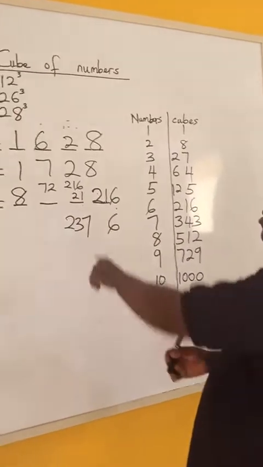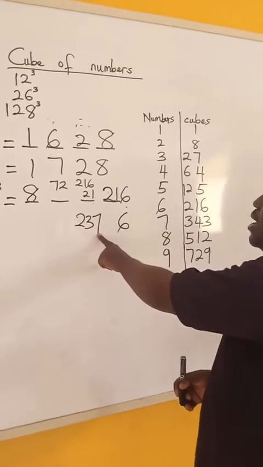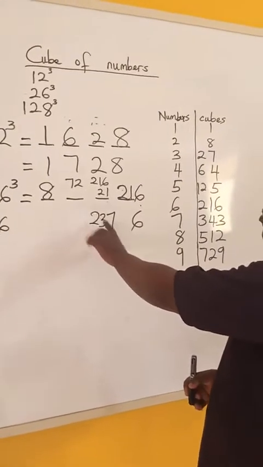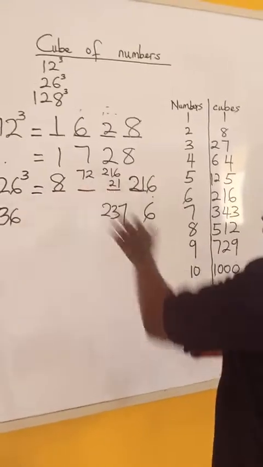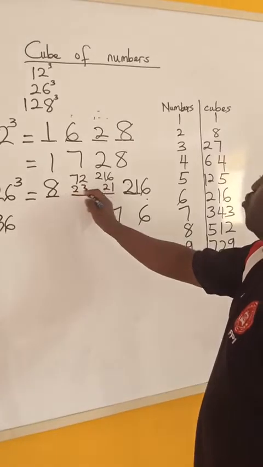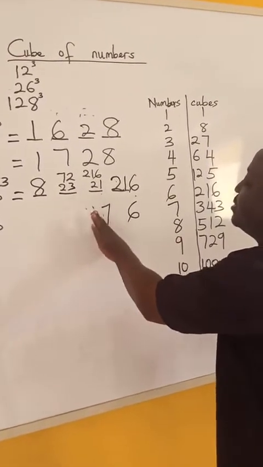But we cannot write the whole of this 237. So instead, we are writing the last digit. So we are leaving this 7 here. Then this 23, we are going to add it to 72. So this 23 will no longer be here. We are leaving only the last digits.